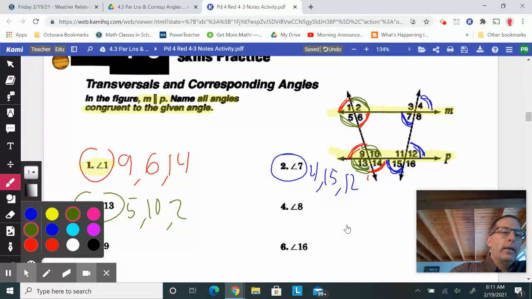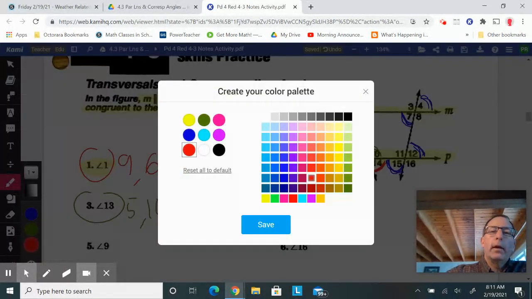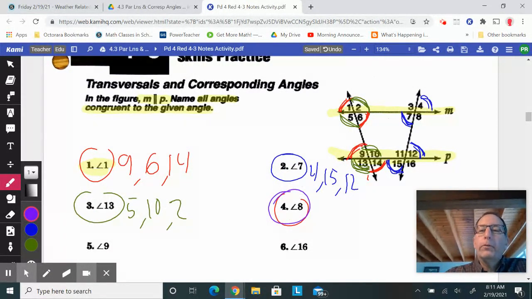So let's take a look at number 4. This is angle 8. Angle 8's over here. Maybe I should choose another color here. Maybe I'll use purple. Does that work? Maybe not. There we go. So let's use purple instead. Angle 8 is here, so angle 3 will have the same measure. Angle 8 and angle 16 are corresponding. That'll have the same measure. And angle 8 and angle 11 are alternate interior angles. They're going to have the same measure.